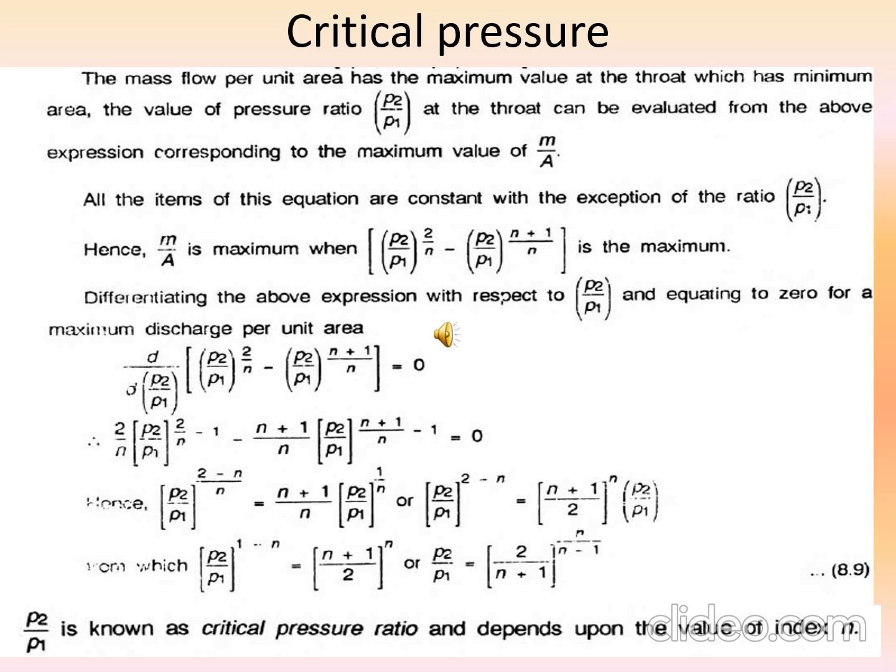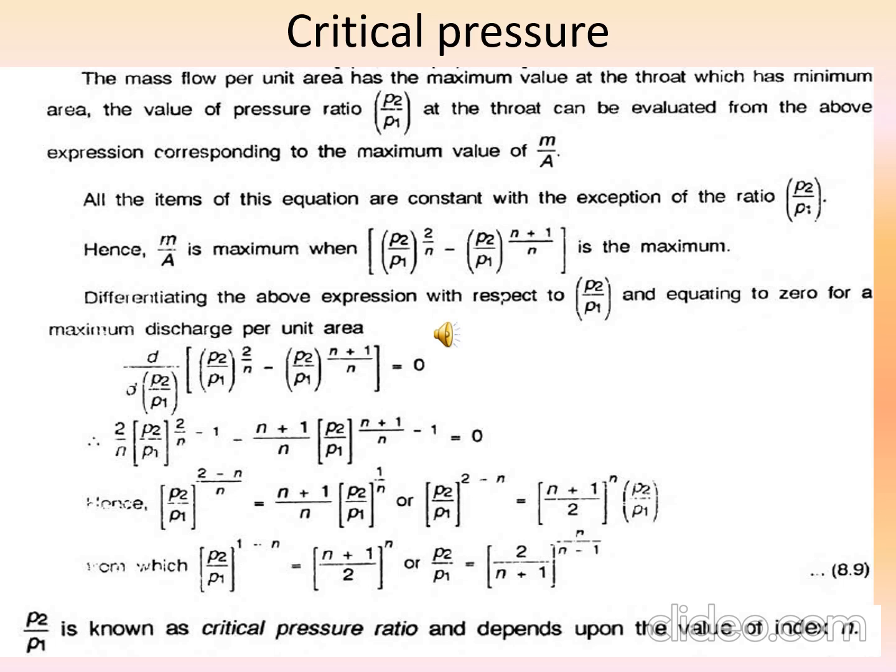This p2 by p1 is the critical pressure ratio, whose value depends upon the index n. So we got the critical pressure ratio: p2 by p1 equals 2 by n plus 1 to the power n by n minus 1. That is the critical pressure ratio.